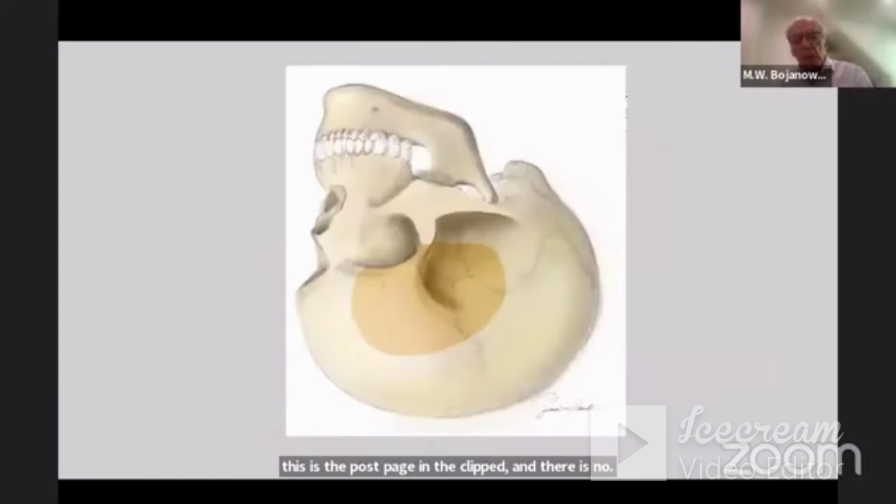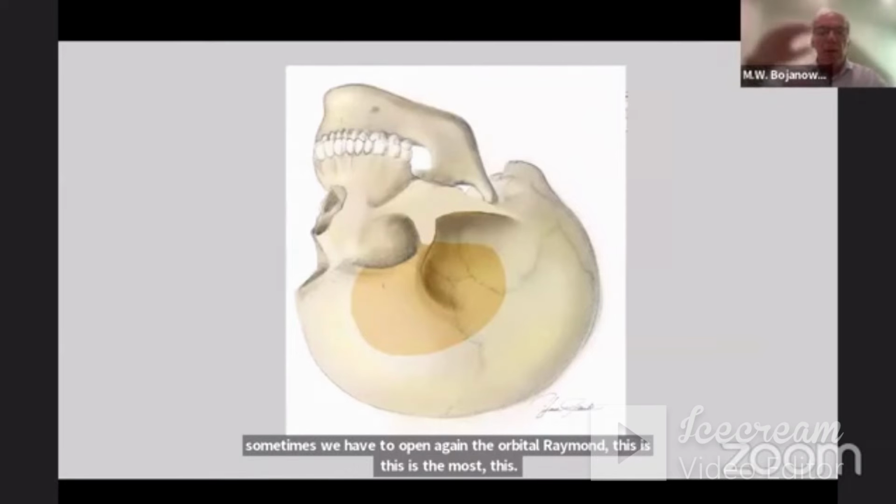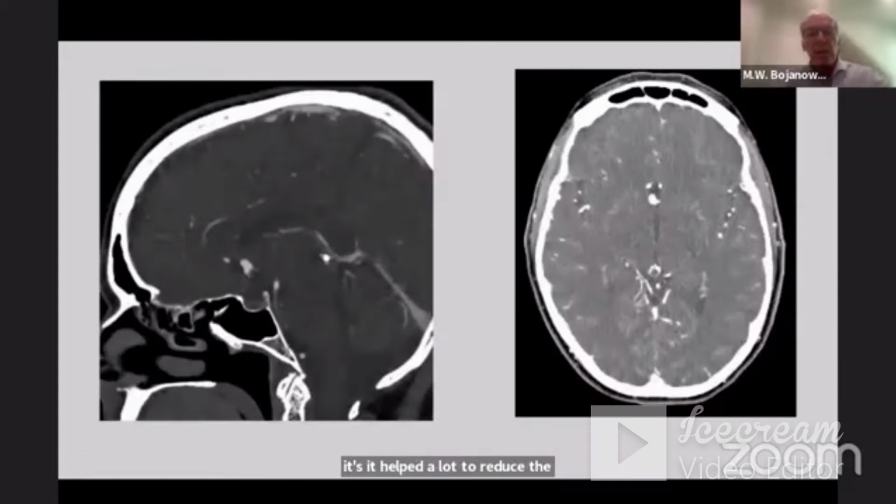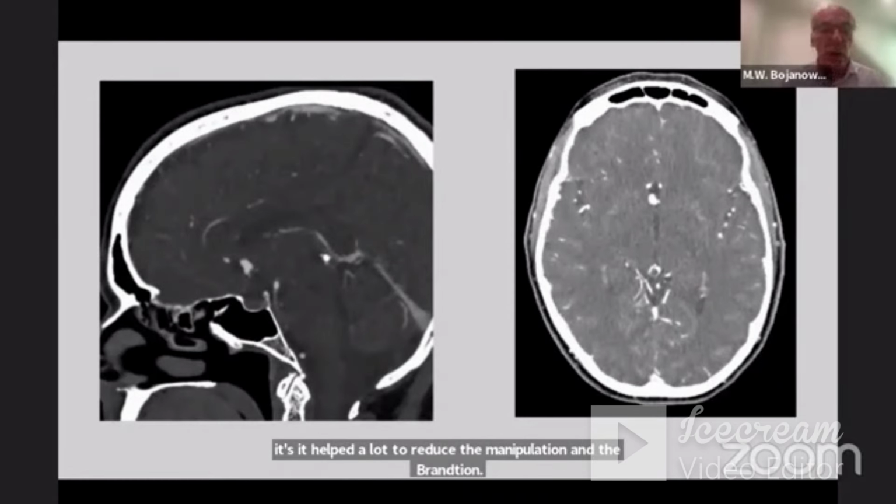Okay, so sometimes we have to open again the orbital rim, and this needs to be done mainly when the ACOM complex is high in relation to the base of the skull. In these circumstances, I think it helped a lot to reduce the manipulation and the brain retraction. But in some cases like this, it is really too high.